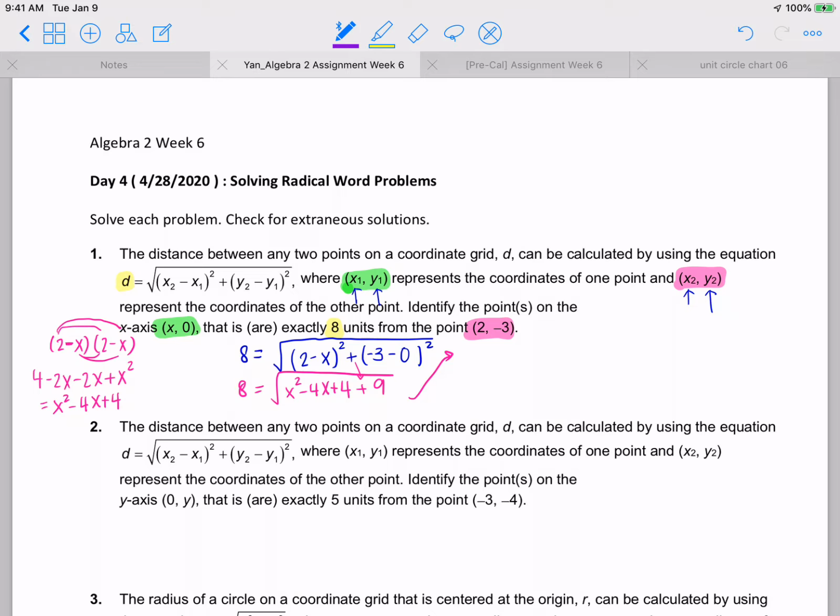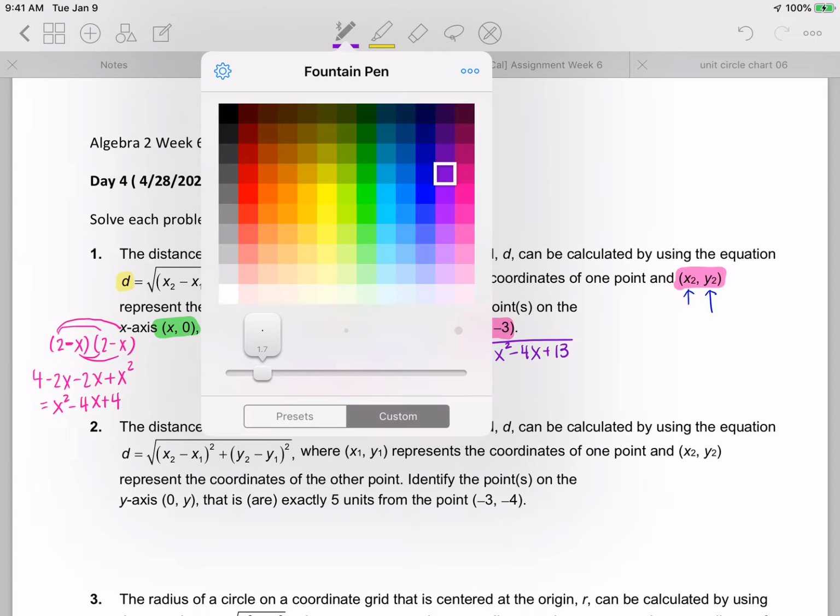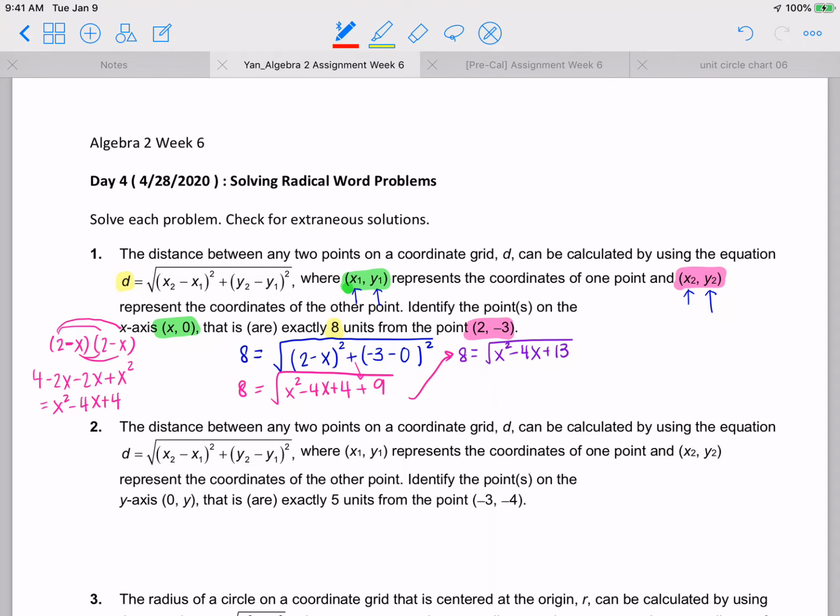Let's keep going first. I'm going to keep my 8 on one side equal to the square root. Combine your like terms. I have x squared minus 4x plus 13. Okay. What are we going to do to both sides? We're going to square both sides because we have to get rid of that square root. So 64 equals x squared minus 4x plus 13.